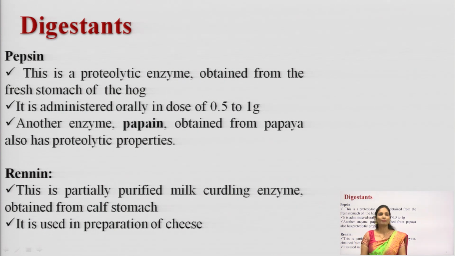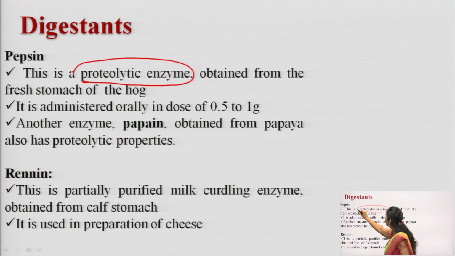Pepsin is a proteolytic enzyme. What is pepsin? Pepsin is a proteolytic enzyme which is obtained from the stomach of the hog.